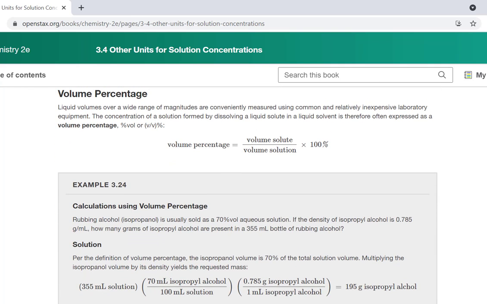Okay, the next measure of concentration I want to talk about is the volume percentage. This is defined similarly to how we defined the mass percent, but here we're, of course, using volume instead of mass. So volume of solute divided by volume of solution.